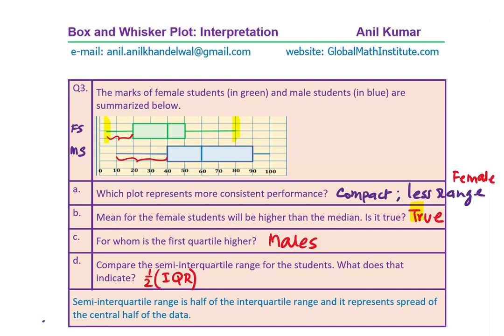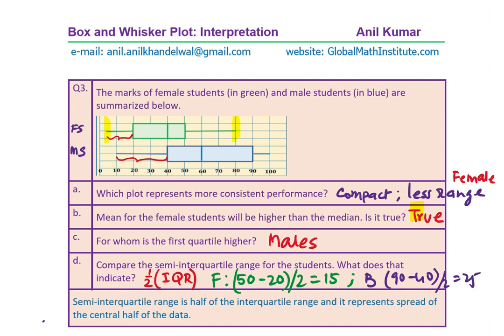So let's calculate for green. For females, it is what? Let me write it in green. So it is 50 minus 20 divided by 2, which is 15, correct? For boys on the other side, the males, it is 90 minus 40 divided by 2, which is 25, correct?